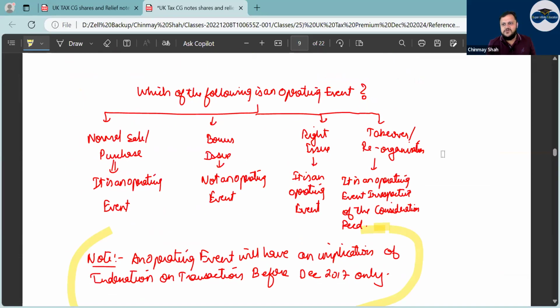So do you want me to tell you how this question works out? See, whenever there is an operating event, first you have to have a columnar approach. In the share pool, a columnar approach, correct? You will have the purchase, number of shares, cost, and you will do a calculation of indexation allowance. Cost will be different, indexation allowance will be different. At every operating event, which obviously has to be before December 2017, you take the cost of last purchase and add indexation allowance on that up to the date of the operating event.